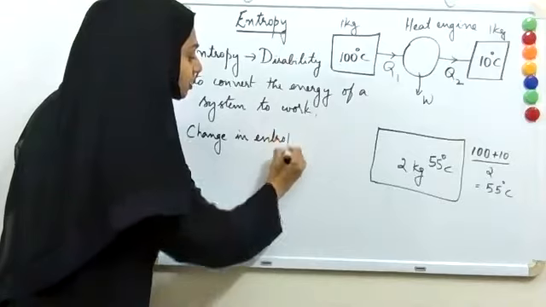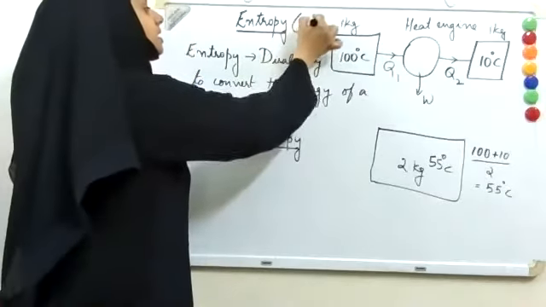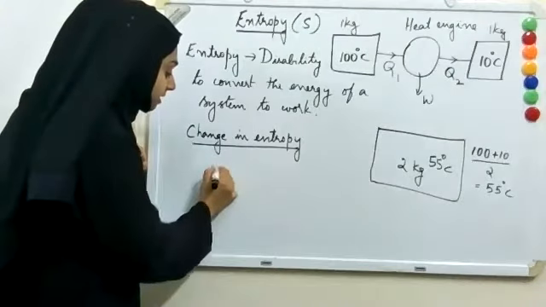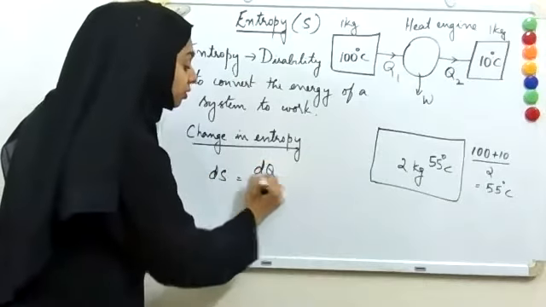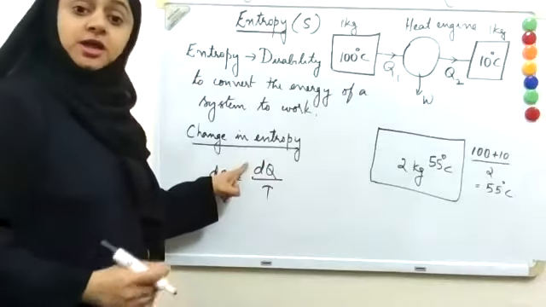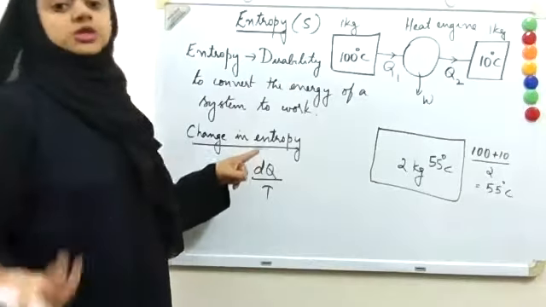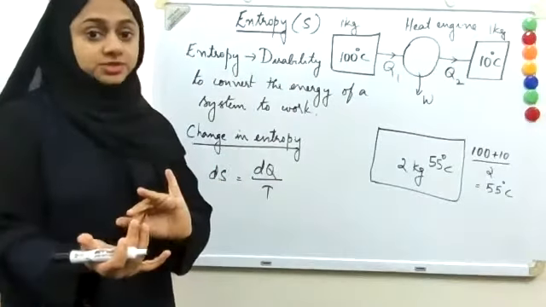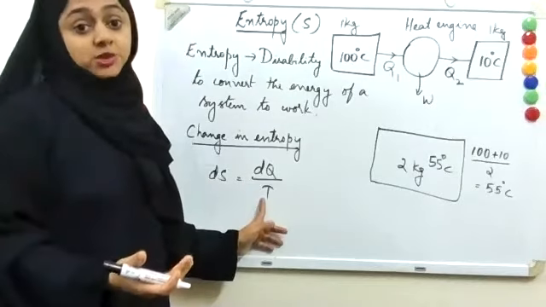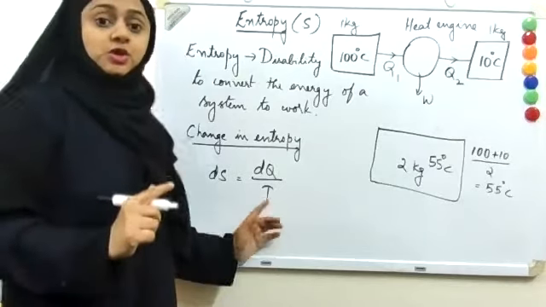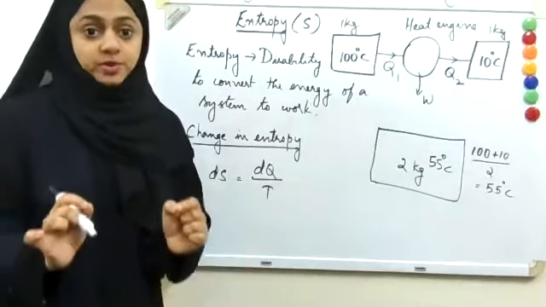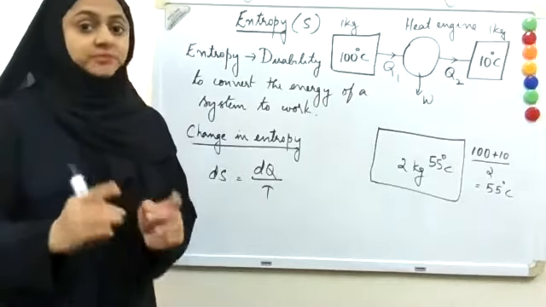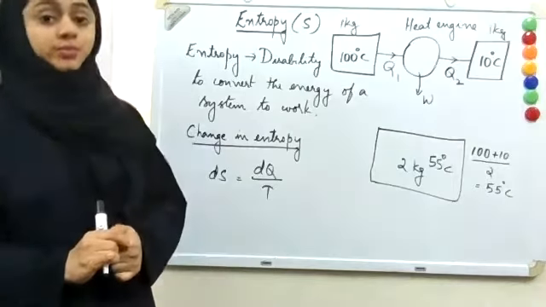Entropy is represented by the capital letter S, and change in entropy is represented by dS, which is equal to dQ by T, where dQ is the amount of heat energy entering a system or rejected by a system, and T is the absolute temperature, which means temperature in Kelvin. So whenever heat energy enters or leaves a system, you can calculate the change in entropy of the system.